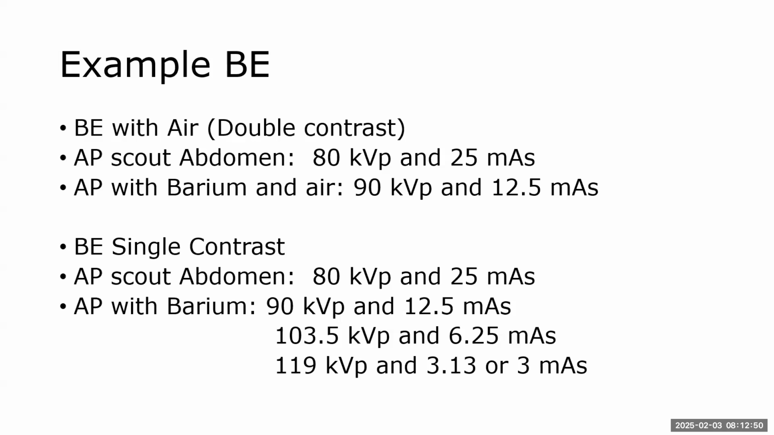You do it one more time. That gets us to 119. That's close enough. So we would use 119 at 3 mAs if we were doing overheads after we gave barium. Okay, so that's how you have to adjust when you give the patients barium or contrast.